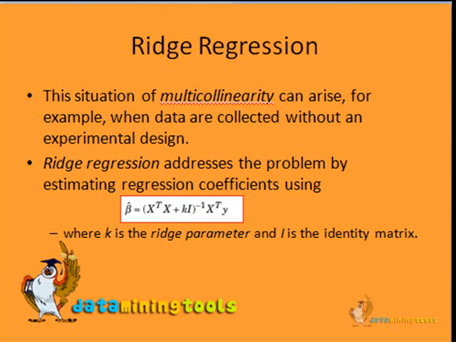Now, this is used in situations where multicollinearity can arise, for example, when data are collected without an experimental design. So we can have collinearity in several ways. Ridge regression addresses the problem by estimating regression coefficients using this formula that we see here, where k is the ridge parameter and I is the identity matrix.